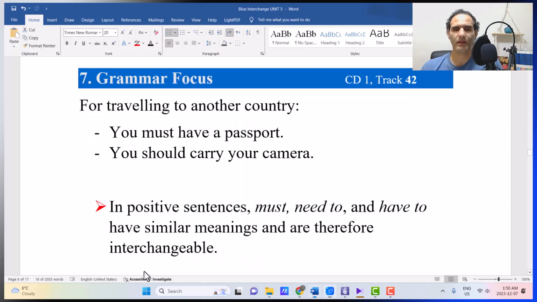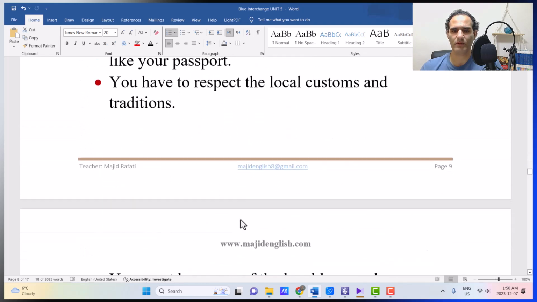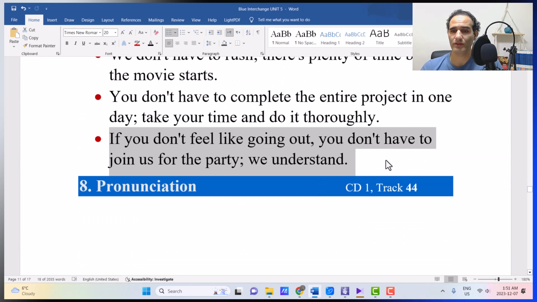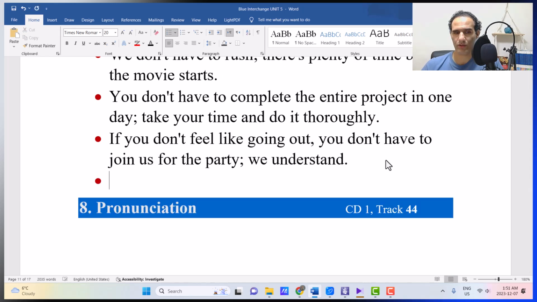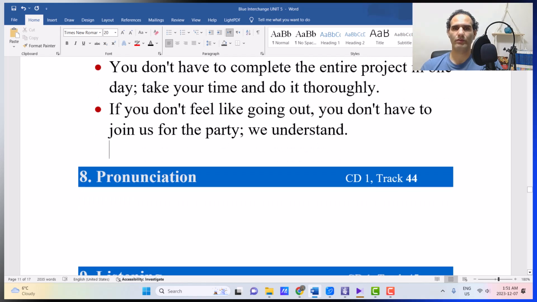Okay. And here I provided you ample examples. My suggestion, watch this part two times. Take out the beautiful words and transfer them into your vocabulary notebook. Okay.